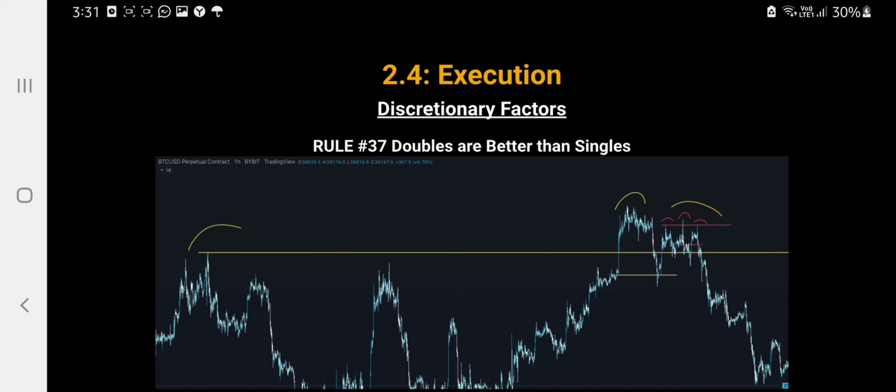Rule 37, doubles are better than singles. This refers to confirmation of a trade. All right? There's not really anything more to say on this, so I've put a chart on the screen to illustrate it. If you were to enter a trade, you can wait for one confirmation per your rules, or you can wait for two. It's always better to wait for more confirmation.